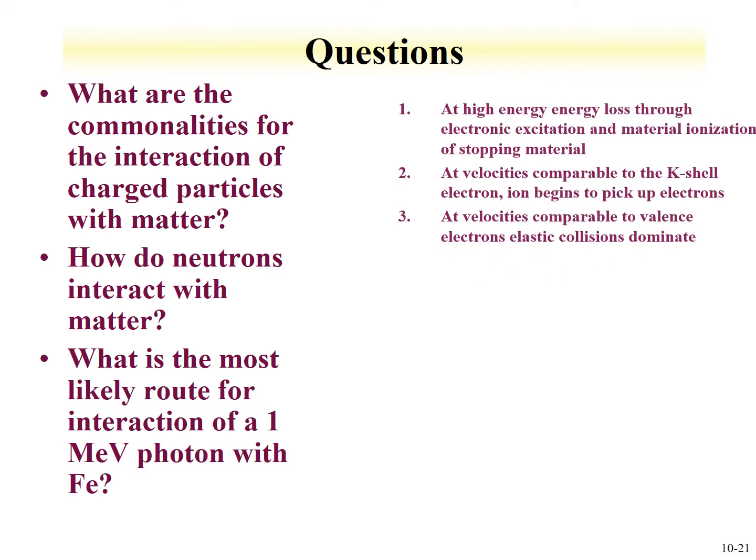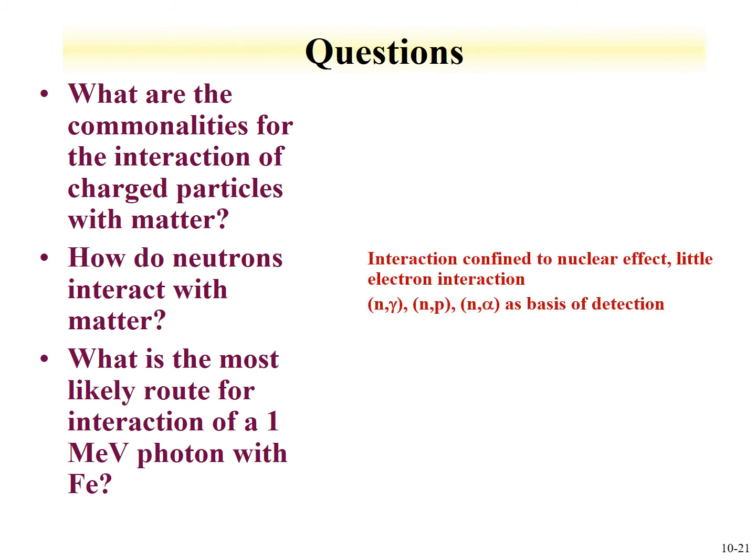And how do neutrons interact with matter? Well, they are primarily confined to nuclear effects. There's little electronic interaction for neutrons. So you have (n,γ), (n,p), (n,α), for instance, as the basis of interactions and detections. So if one wants to make a neutron detector, one wants to use a material that has a high neutron interaction, which can then be observed through the interaction of that material.